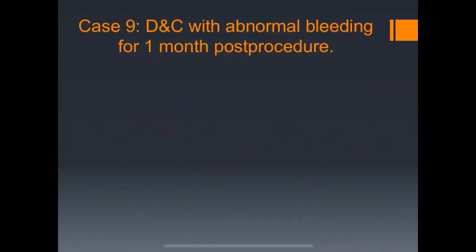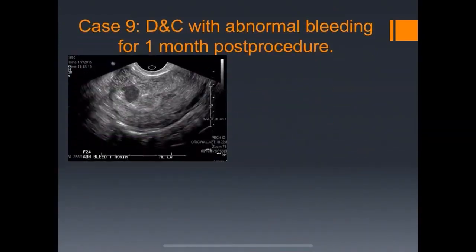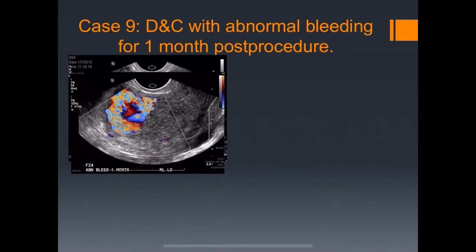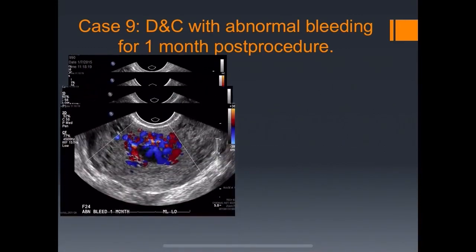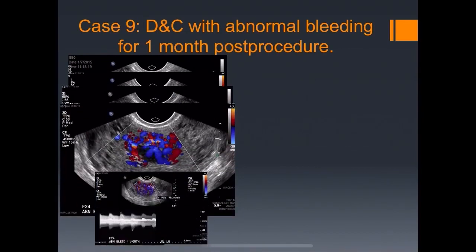So this was the other case, a D&C with abnormal bleeding for 1 month post-procedure. So we see this hypoechoic structure not within the endometrium, but within the adjacent myometrium. It's very hypervascular. Here's sagittal imaging. You see multiple vessels, a tangle of vessels. So this turned out to be, here's the waveform, high velocity, low resistance. So this turned out to be a uterine AV fistula or malformation.